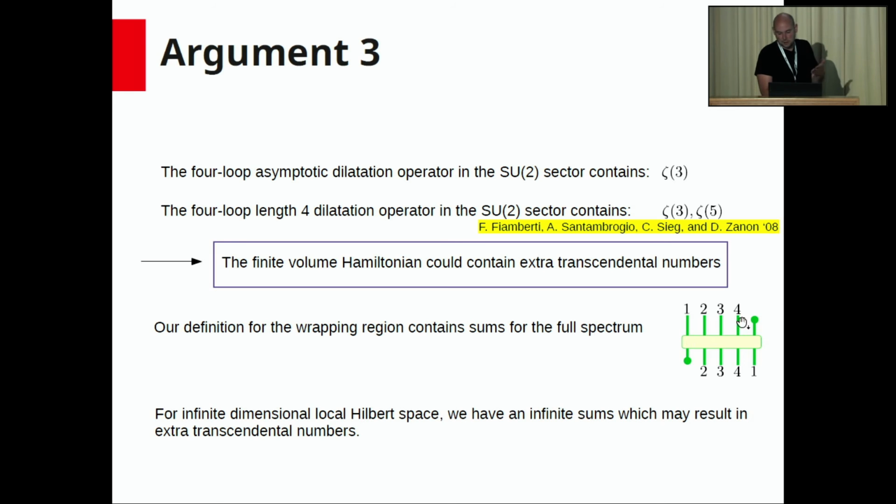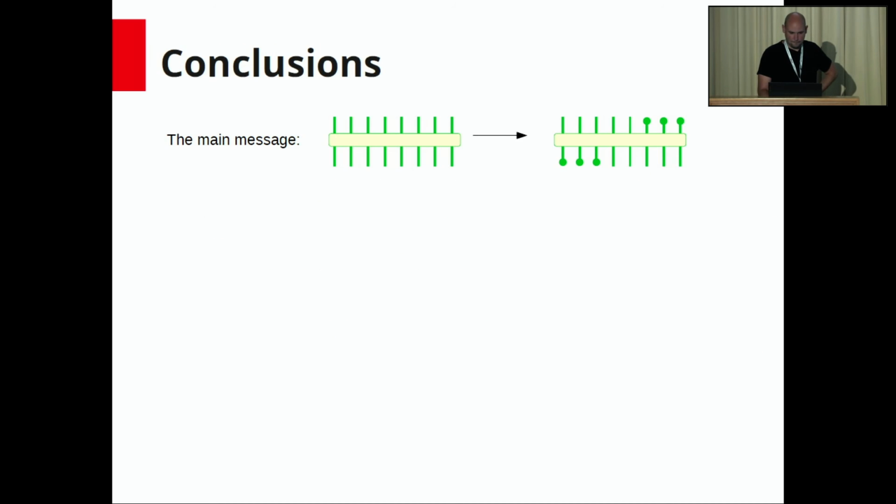So this definition, which contains this summation, can be in agreement with the properties of the SU(2) N=4 supernomials. So extra transcendental numbers can appear. Okay, so these are my conclusions.